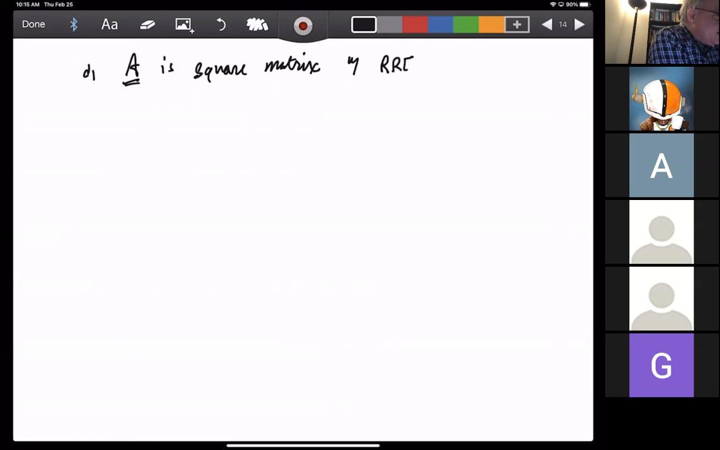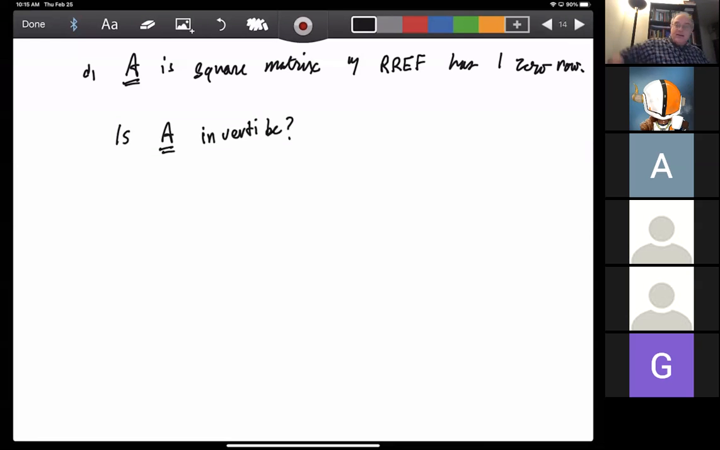Okay, so let's say that A is a square matrix whose RREF has a 0 row. Is A invertible? So this is now a yes, no question. What do you think?